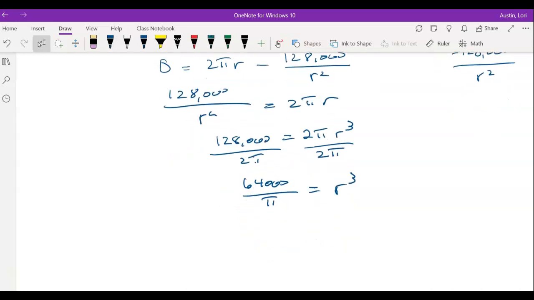Go ahead and take the cubed root. Grab your calculator for a second. Can you take the cubed root of 64,000? Just use your calculator to take the cubed root of 64,000. I think you can, because the cubed root of 64 is 4, so it should be like 40 maybe? Double check. Cube root of 64,000. 40.